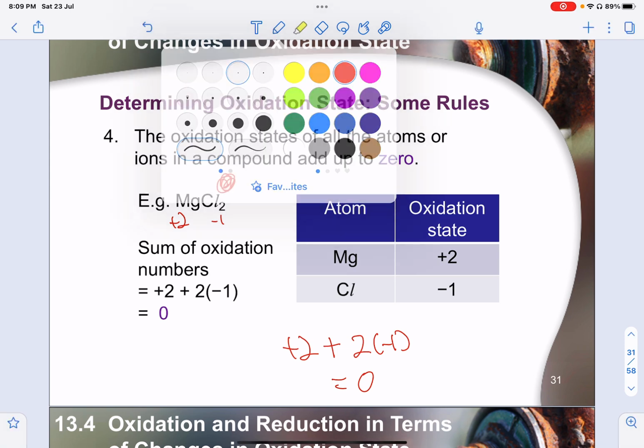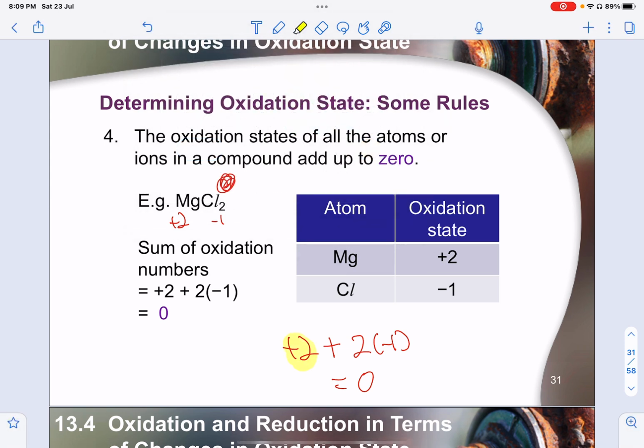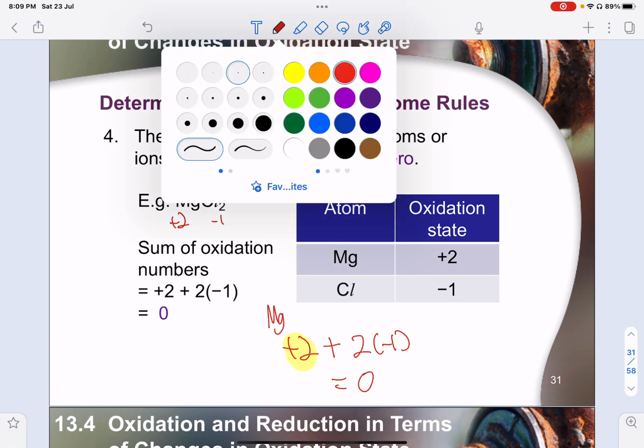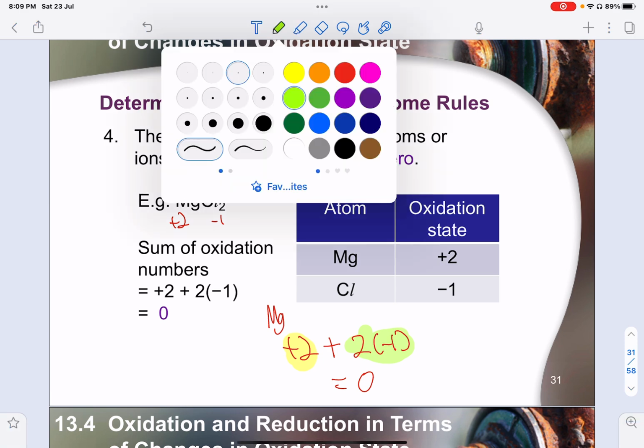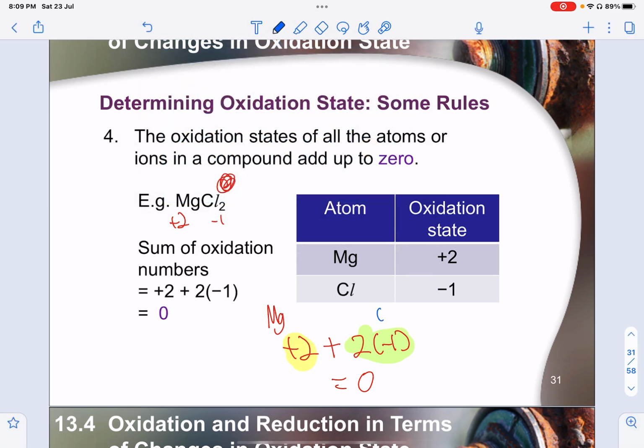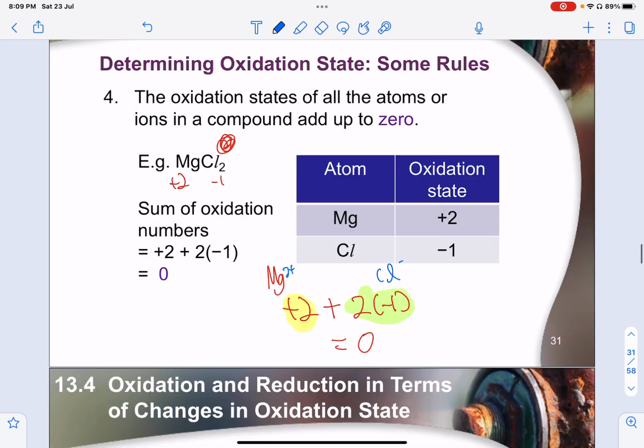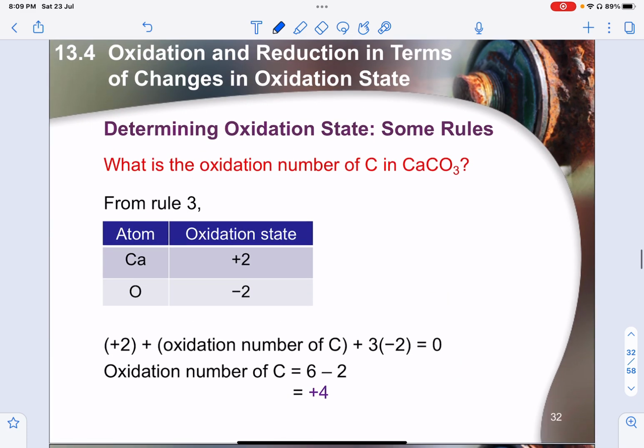So this +2 belongs to magnesium, whereas the 2 multiplied by -1 belongs to the chloride ion. Okay, and because there are 2, you have to multiply by 2. So this will actually allow us to identify the individual oxidation state.